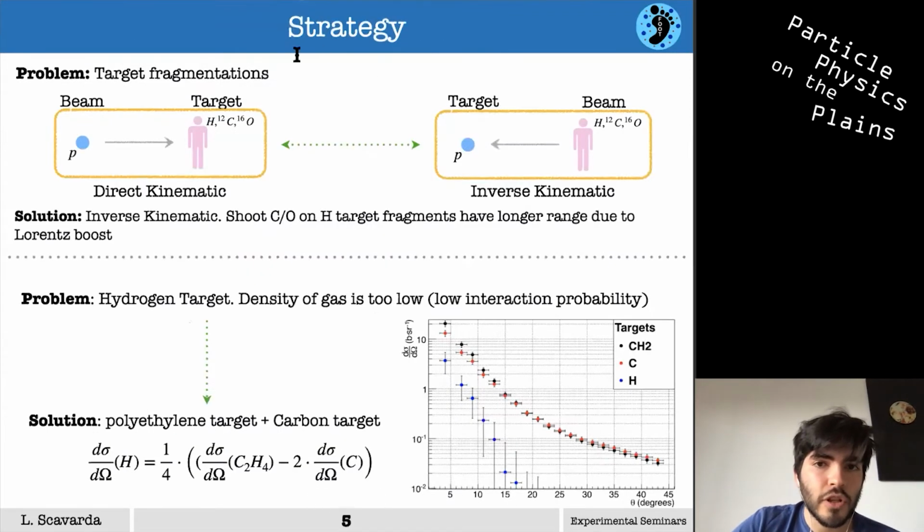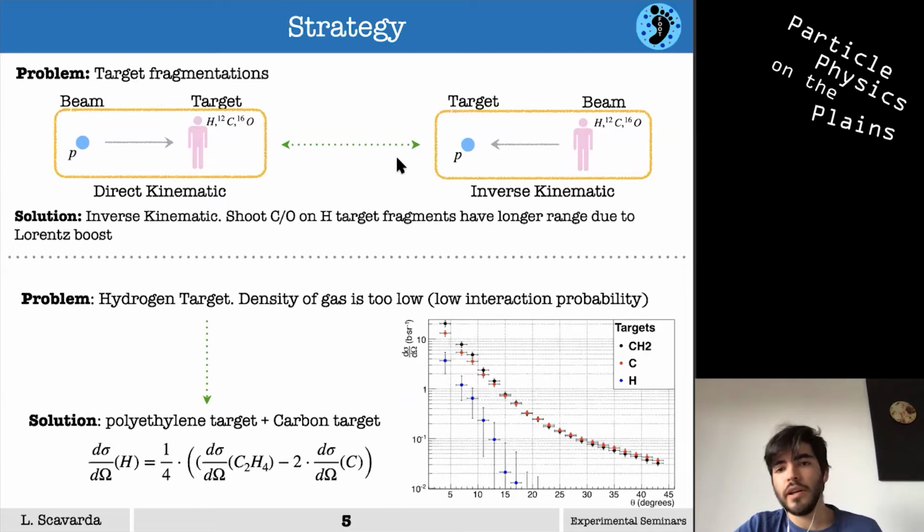So the strategy of the FOOT experiment is to work in inverse kinematics. So instead of using a proton beam on a target of carbon or oxygen, we will work in the opposite reference system. We will use a carbon or oxygen beam on a proton target. In this case, the fragments will have a longer range due to the Lorentz boost. And after the measurement of the cross sections, we can come back to the previous reference system.